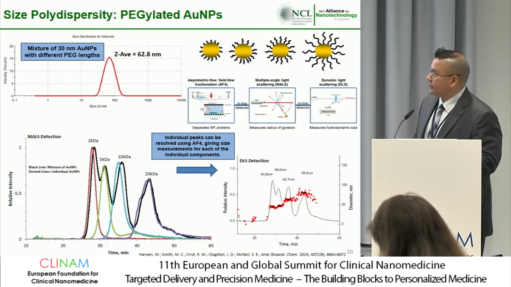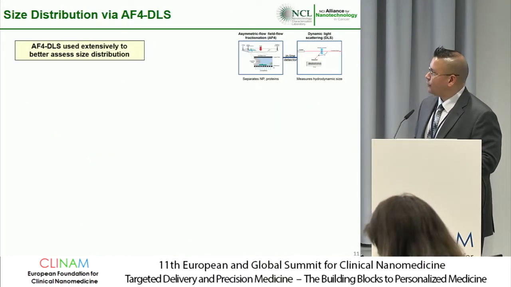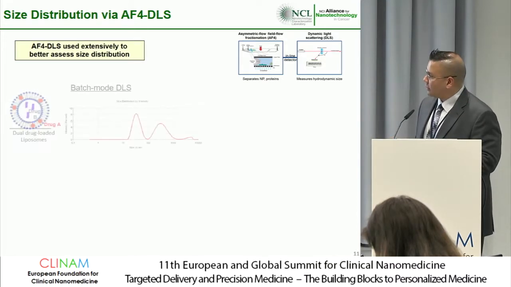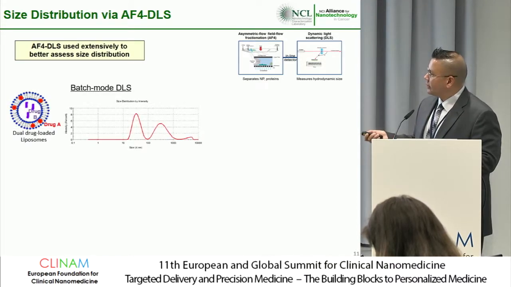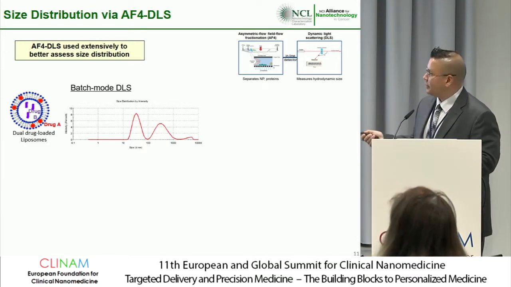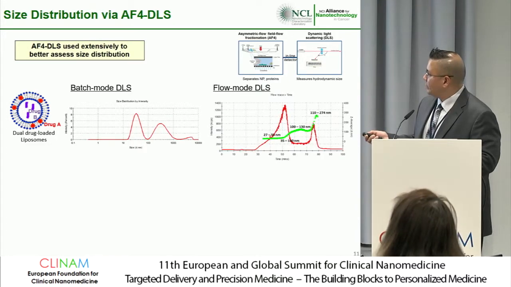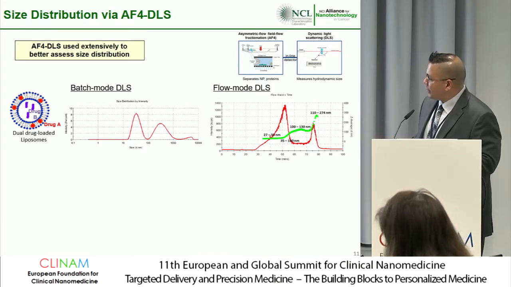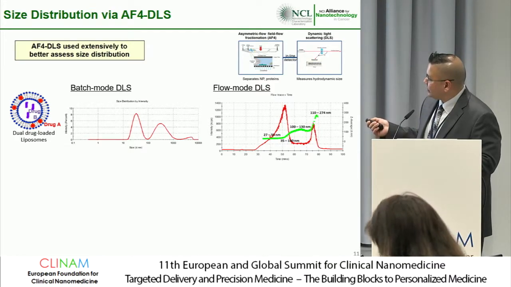Let's look at a real-world example. So here, again, using AF4 with DLS, we had 1 client submit to us a dual drug-loaded liposome. So if you did batch mode DLS, you see the sample is polydispersed. If we run this through AF4 with DLS, we can actually tease out the 2 different size populations. And here, you're getting information now on constant size regions as well as increasing size regions in the sample.